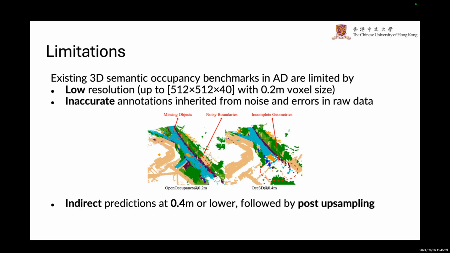Moreover, all previous methods on this task can only generate predictions at a quite low resolution, which is 0.4 meters or lower. They also usually require post-upsampling to achieve the full resolution, the same resolution as the GT.